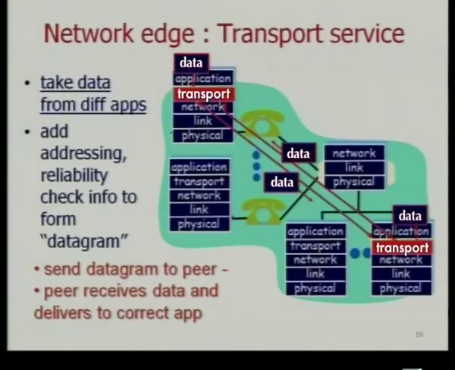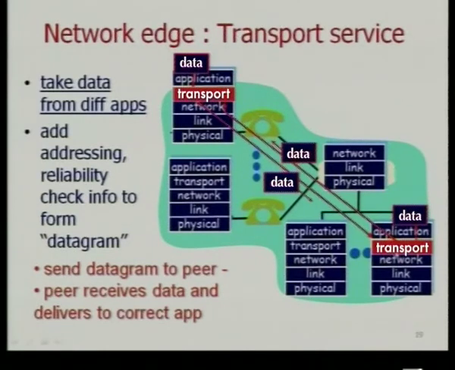Okay. So that was with respect to the network edge. Now this kind of summarizes what we looked at. You take data from different applications, add addressing, reliability, whatever kind of information you want to form the datagram, and send the datagram to the peer. Now the peer here is the peer at the other end.